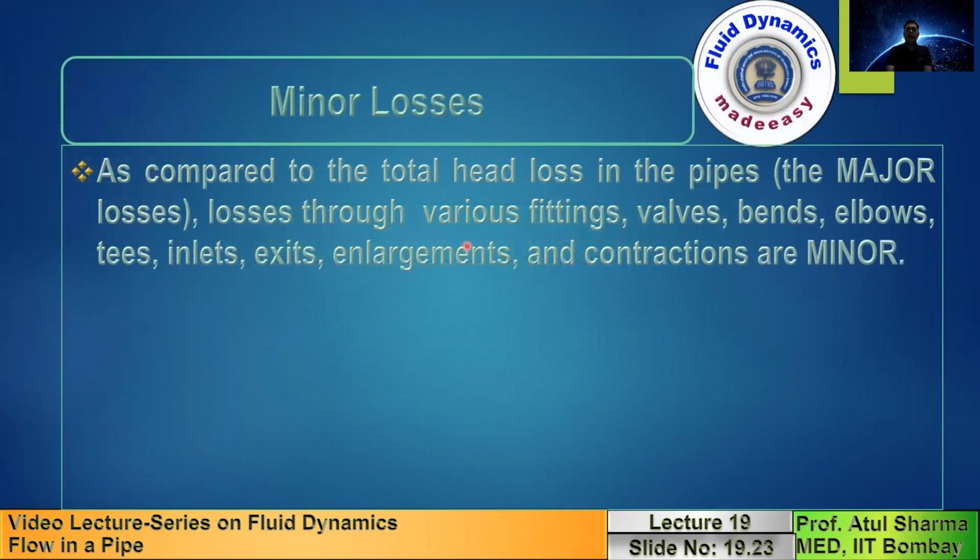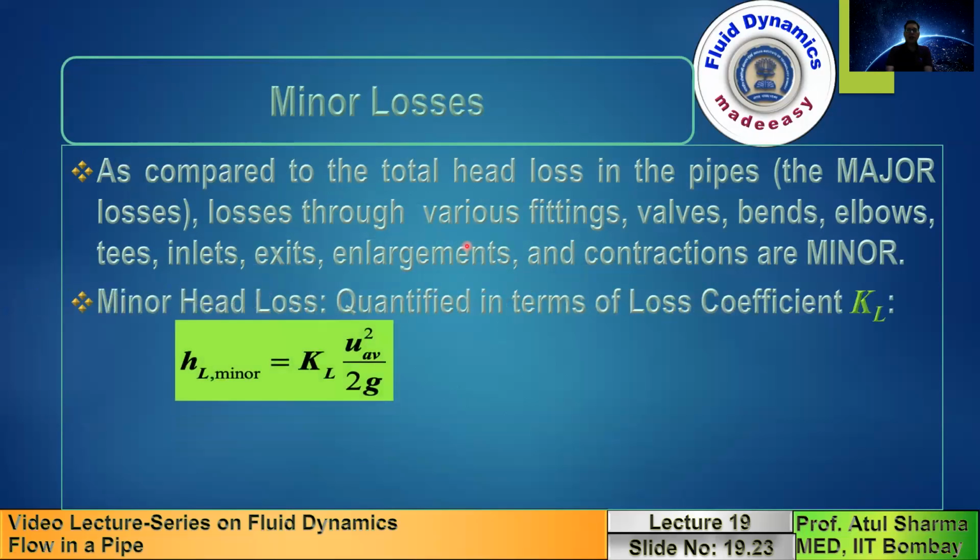I'll present that. As compared to the total head loss in a pipe, losses through various fittings like valves, bends, elbows, T-joints, inlet, exits, enlargement, and contractions are pressure drops which are called minor losses. So the minor head loss is quantified in terms of a loss coefficient. Again, this has been obtained from experiments for various fittings, valves, bends, elbows, as I mentioned earlier.